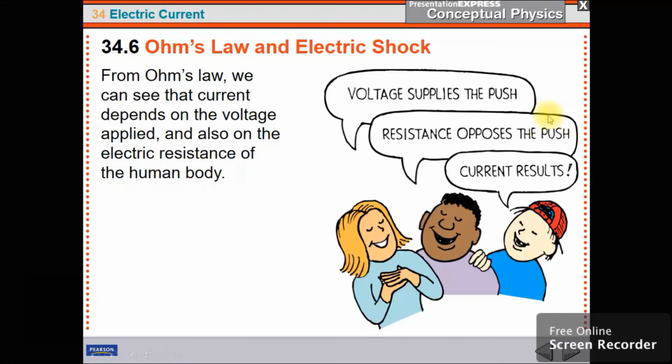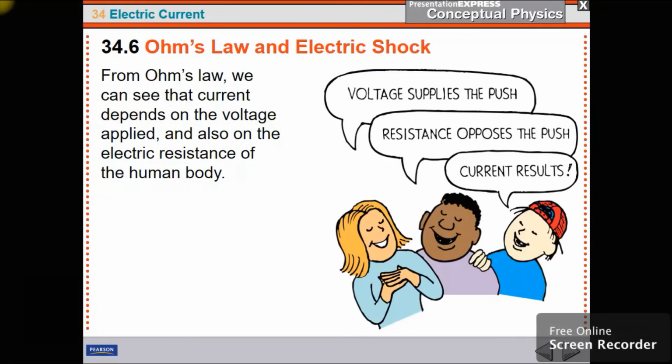Yeah, that's a nice little way to phrase it. So voltage supplies the push to the electrons, resistance is in the material that the electrons are flowing through. The resistance opposes the push, and current results when electrons flow through the material. Do you like that? Is that a nice short summary of it for you? I hope so. Oh, and that is that.